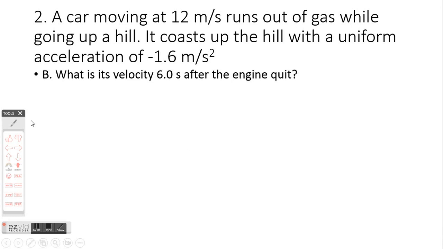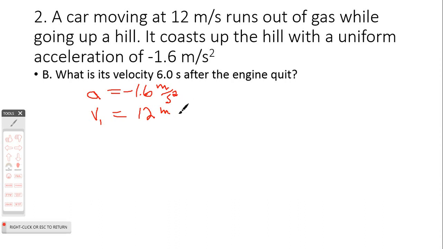All right. Well, let's look at the second part. What is its velocity 6 seconds after the engine quit? Well, we have acceleration, we're given that right here. So our acceleration, a, is equal to negative 1.6 meters per second squared. Our v1 is 12 meters per second. That's our starting speed. We can talk velocity here because that's what it's asking for. We don't really know a direction other than we're going to say positive numbers are forward or up the hill. Negative numbers would be down the hill. We do know time. That's given to us right here. So t is 6 seconds. And we want to know what is its velocity after 6 seconds. So we want to find v2.